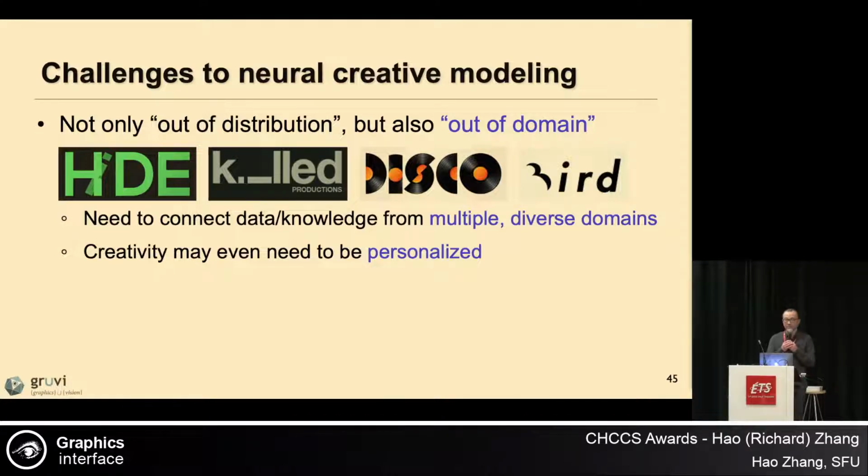So for example, I wanted to create these kinds of logos. So not only do you have to have a kind of visual understanding of things, you also have to have an understanding of meaning. So what does kill or hide or disco or bird mean? They actually have to come out of your visual domain and understand the meaning of this word. And then there are many other examples where creativity is combining knowledge from multiple domains, and that's very difficult. And maybe creativity is personalized.